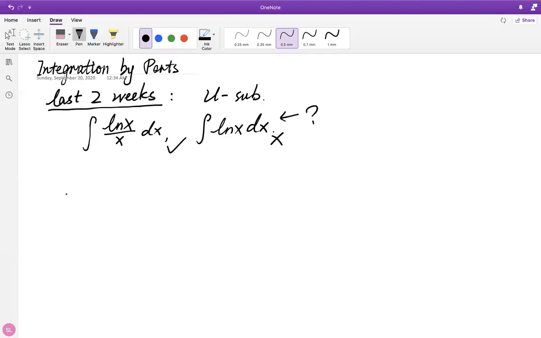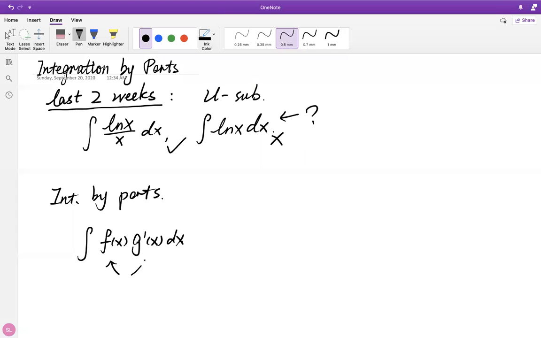This week, we're going to introduce another technique, which is very likely to be the most versatile technique in the standard education of calculus. This technique is called integration by parts. It is very useful for solving integrals of the form f(x) times g prime of x, where the two functions f and g can be unrelated.